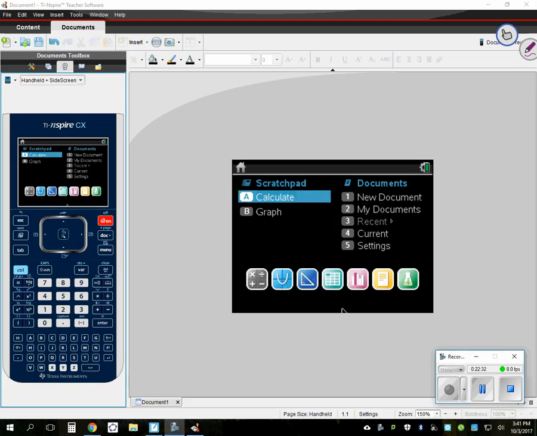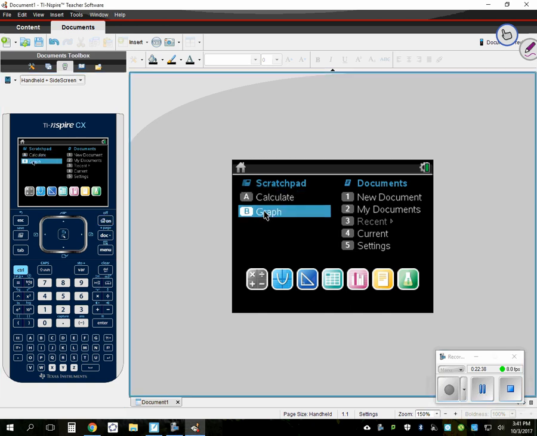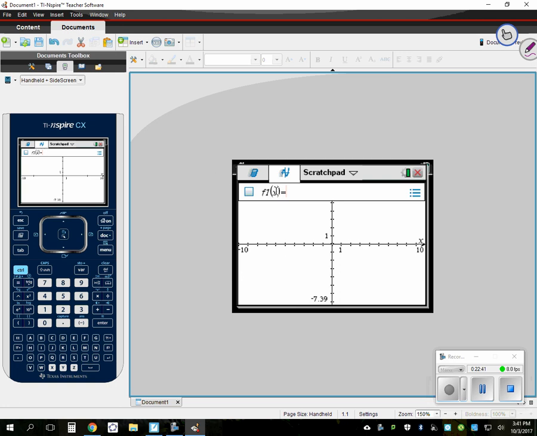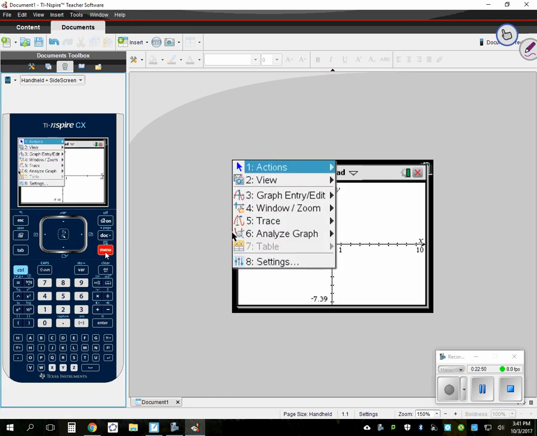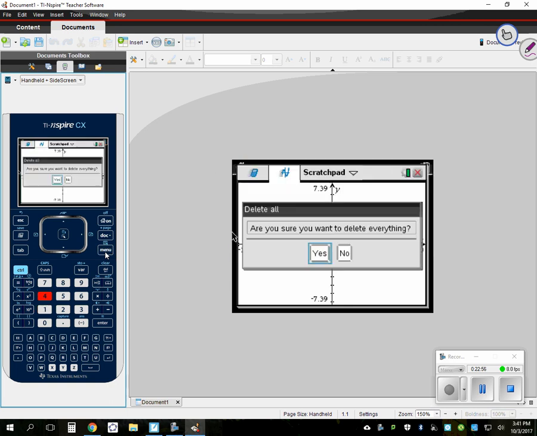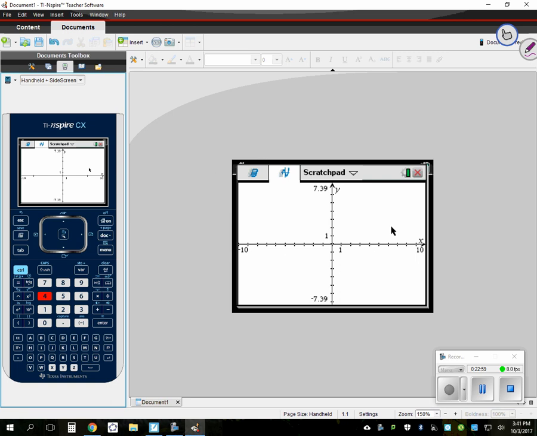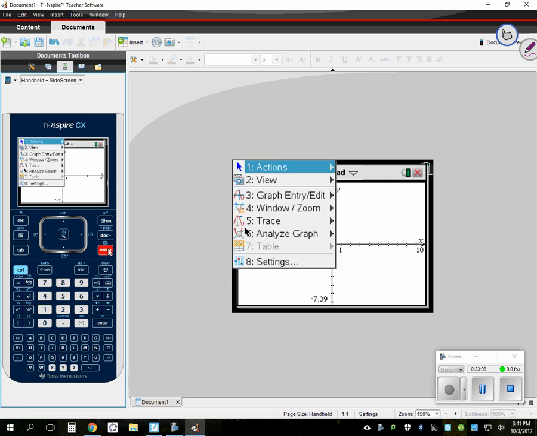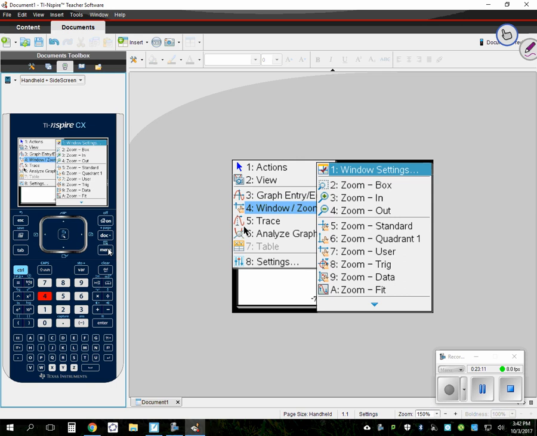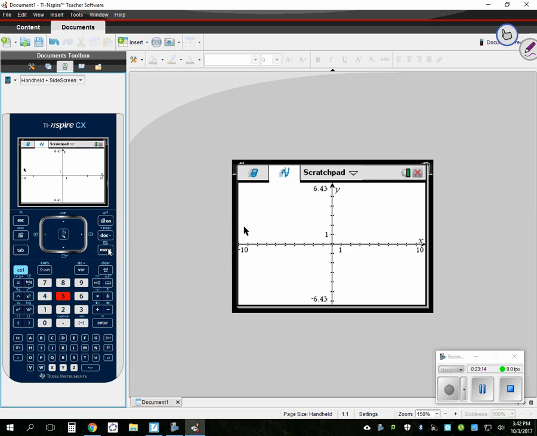Okay, from your home screen, you want to go to graph. Whoops, sorry, I probably made a loud noise. B for graph. And then right here, you've got an equal sign. If you don't have this box up, and you just have a graph with stuff on it, you can delete it by pressing menu, actions, delete all. If you're not in a standard window, like maybe you don't have -10 to 10, maybe you have some crazy numbers, menu, 4 for Window/Zoom, and 5 for Zoom Standard. Okay, so that's how to get to a good starting point.